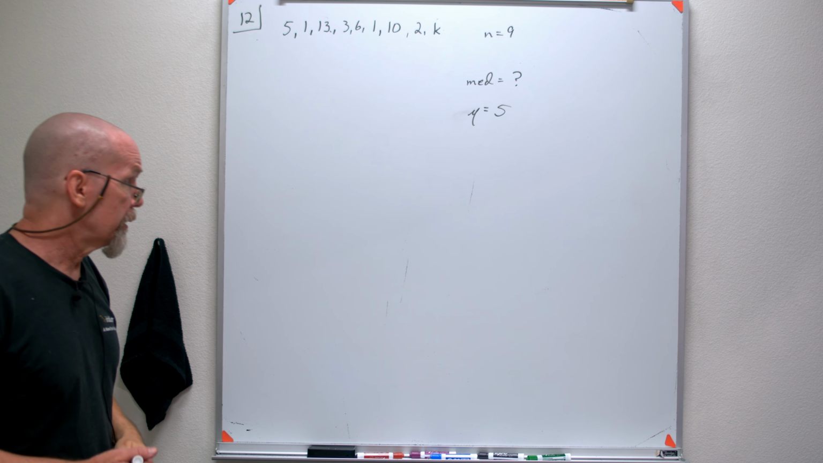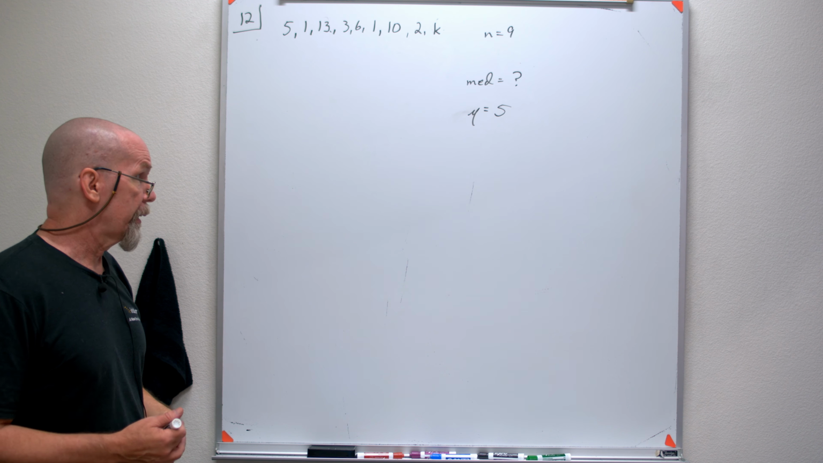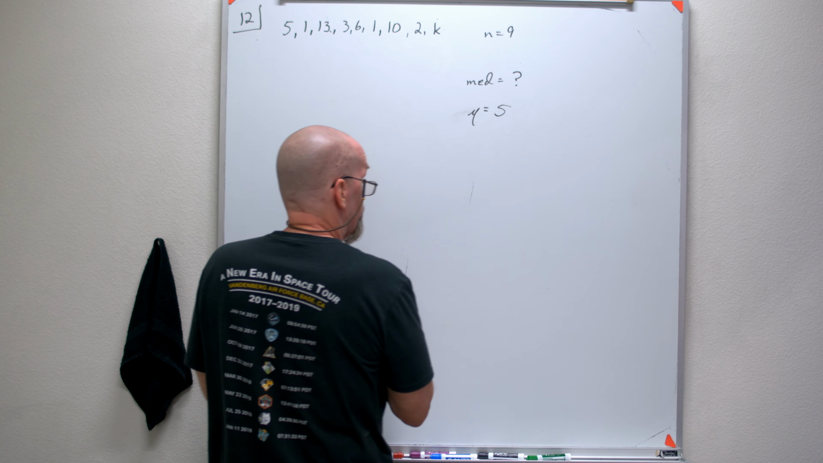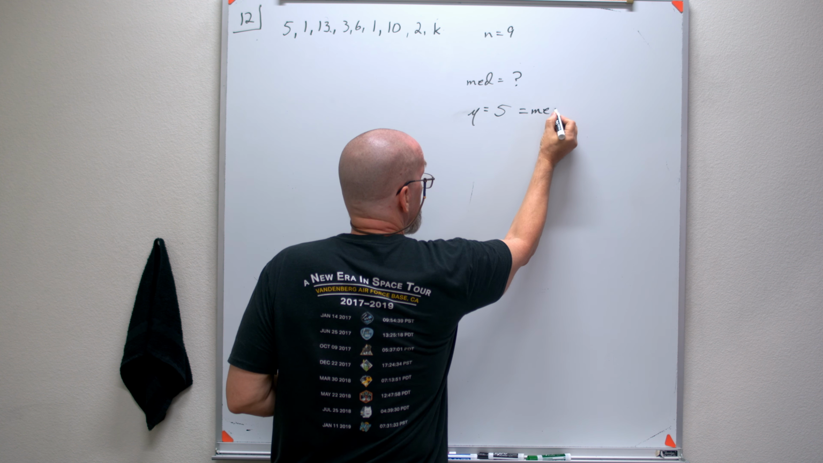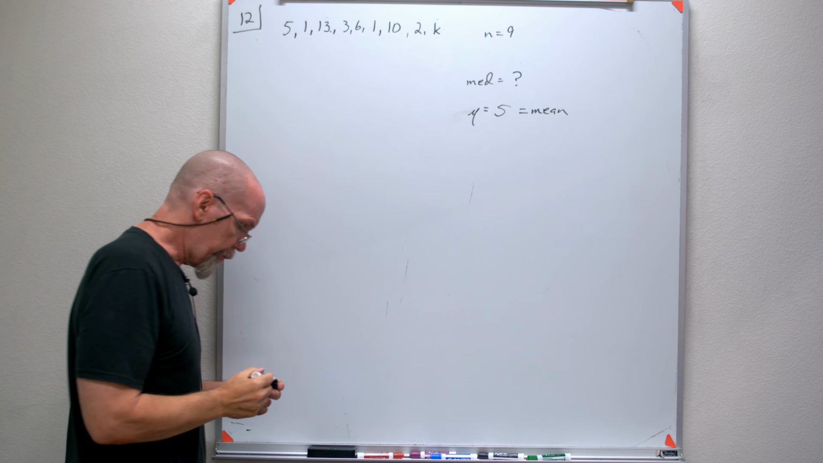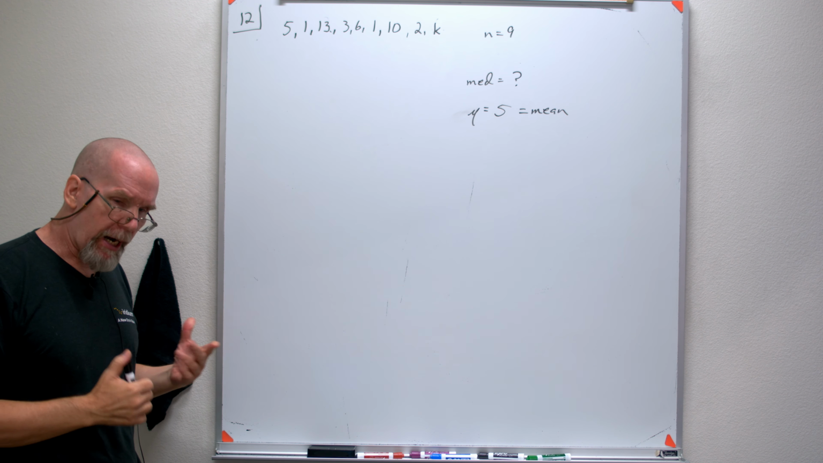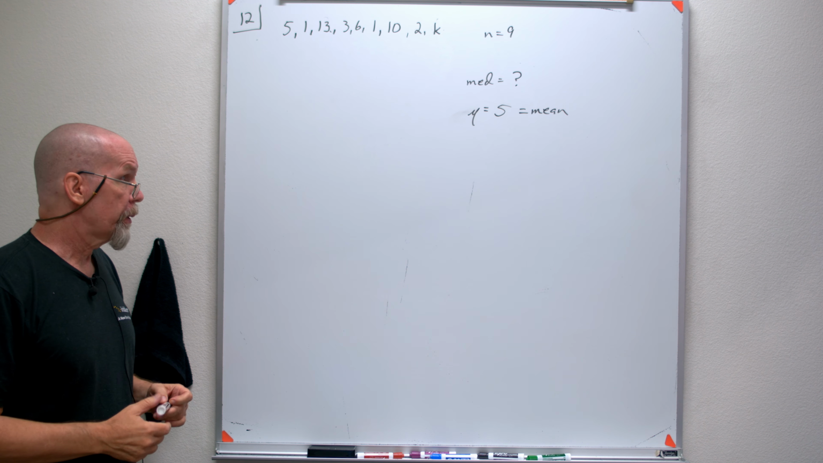They give you the mean in your question. They give you a mean of something. I give a mean of 5. I use the Greek letter there. I'm going to go ahead and write down mean. Mean is just what most people refer to as the arithmetic mean, the average. It's what people call the average.